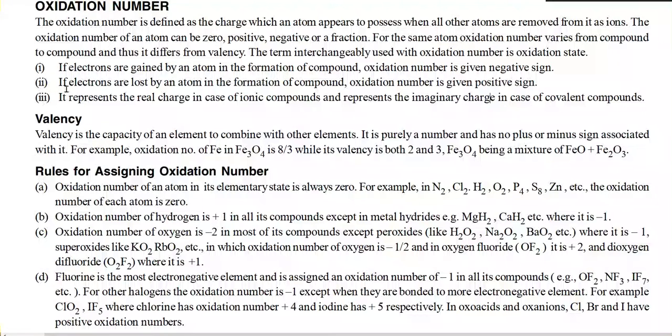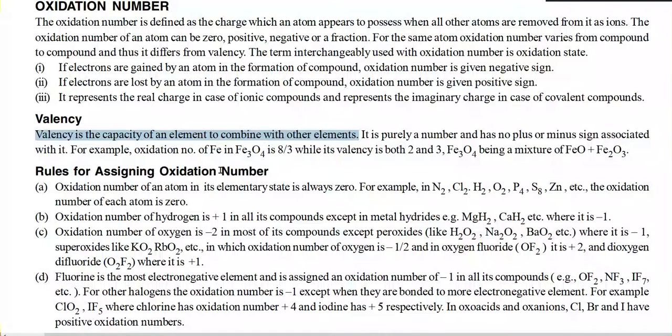Now the comparison of oxidation number and valency. Valency is the capacity of an element to combine with other elements, or we call it the combining capacity of an element. It is purely a number. It has no plus sign or minus sign. And valency cannot be negative and cannot be fractional.